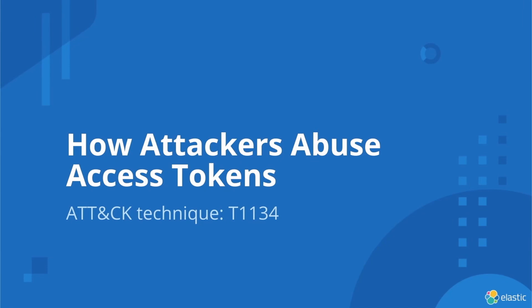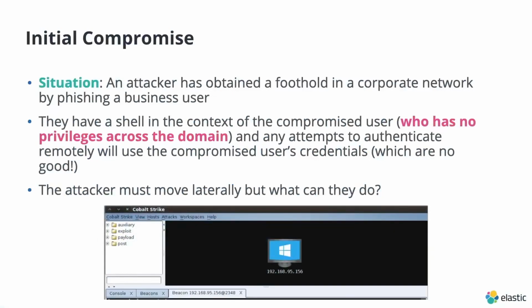So the second part of this presentation is going to start to focus on how attackers can actually start to abuse access tokens. Now, I want you to consider the following scenario, which is very typical, which is an attacker's phished a user and they've got a shell or a foothold in a corporate network.